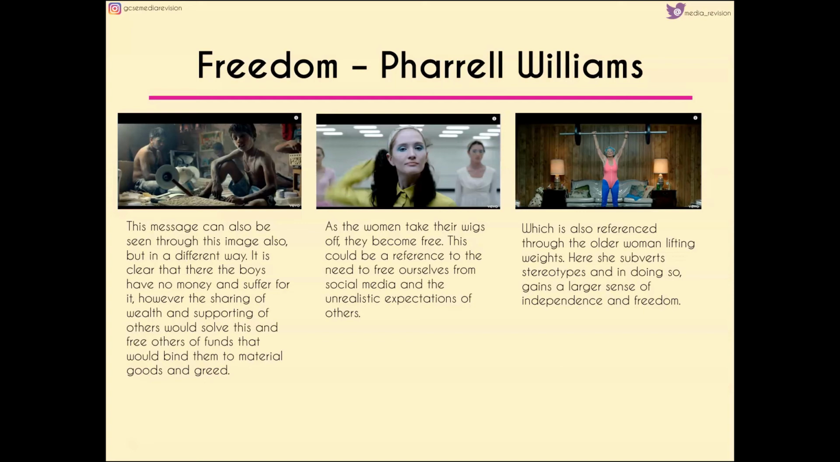But the sharing of wealth and supporting others would solve this problem, and freeing people of funds would also free them of that idea that they're bound to material goods and greed. And this sense of freedom is then represented through the shots that we have next, because as the women take off their wigs, they become free in themselves. And this could be a reference to our need to free ourselves from social media or unrealistic expectations of others, but it could also be a reference to the ability to be ourselves.